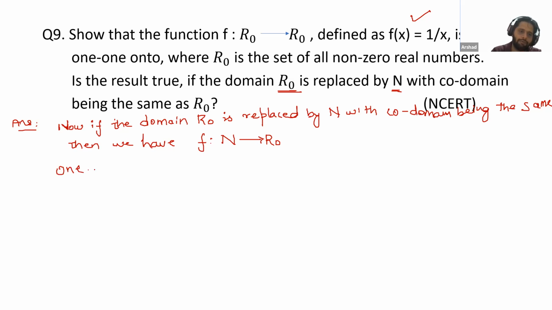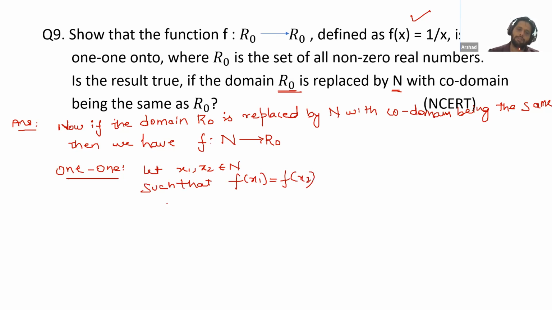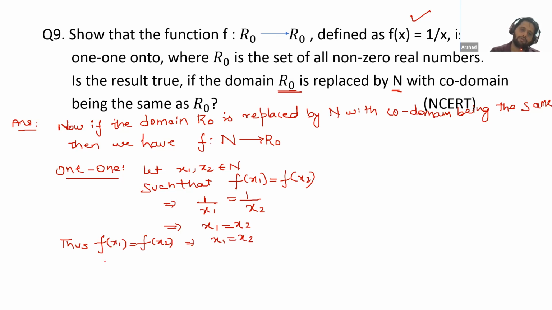Okay, so now we will check again one-one function. The same thing, let x1, x2 belong to N such that f(x1) is equal to f(x2). This implies f(x1) means 1 by x1 is equal to 1 by x2. So natural number, we will never put a denominator 0. So here you will get x1 is equal to x2. Thus, f(x1) is equal to f(x2) implies x1 is equal to x2. So the given function is one-one. Okay, so I hope this is clear to everyone.